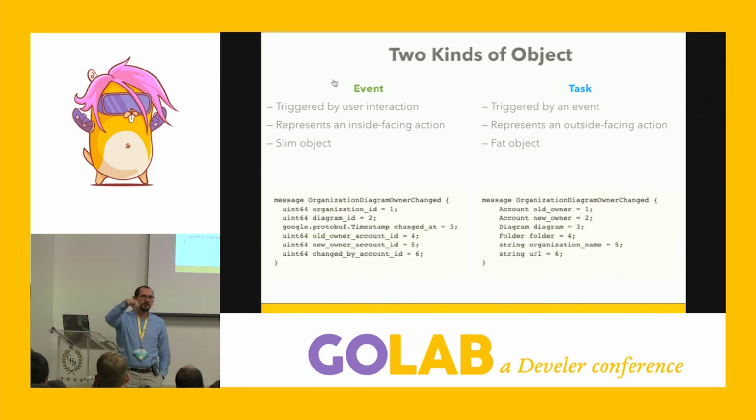For example, you click on something, you create a new folder, you change, like in this case, the diagram owner changed the event. So one of the objects that we work with is diagrams, right? A diagram can have an owner. When you change this owner to someone else, we will generate an event. And we wanted these to be slim objects in this case. So as you can see, the event contains only IDs, basically.